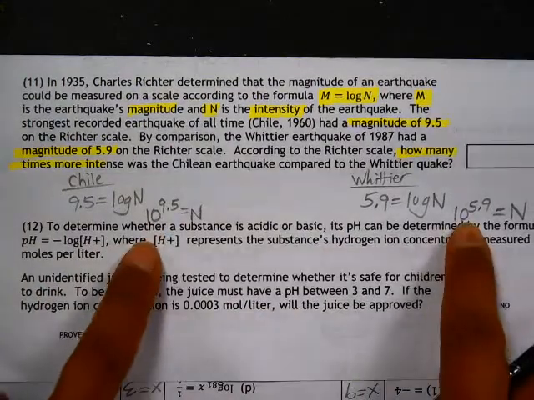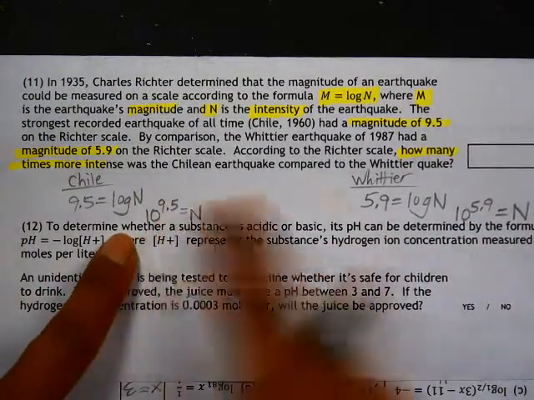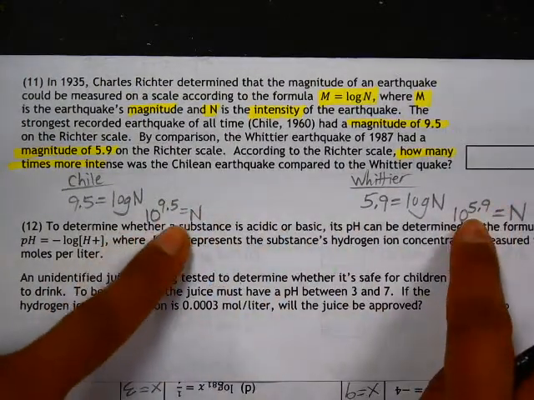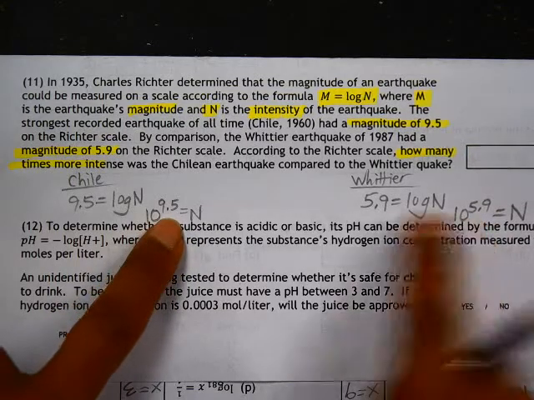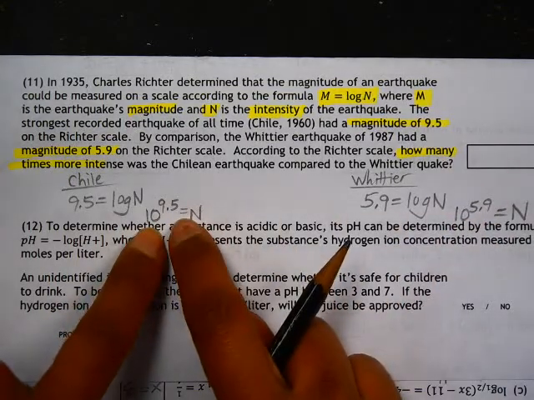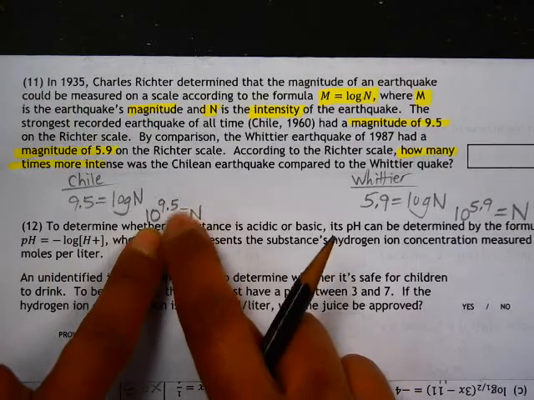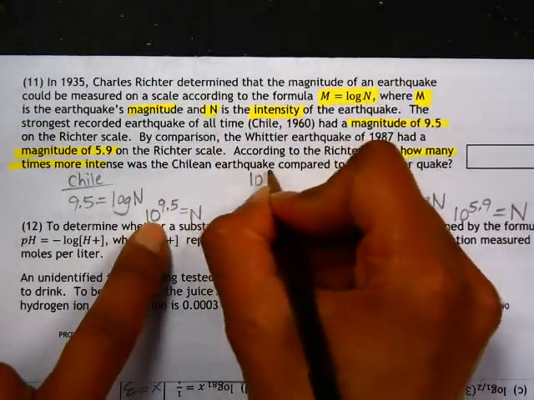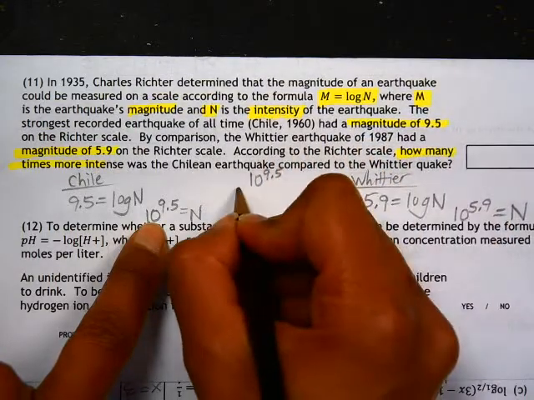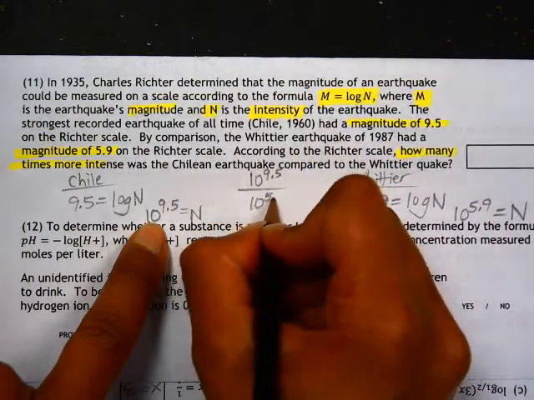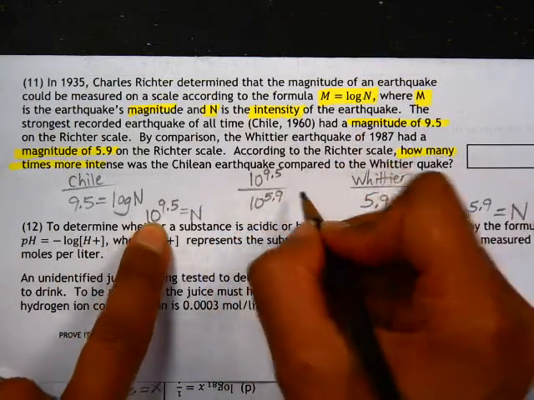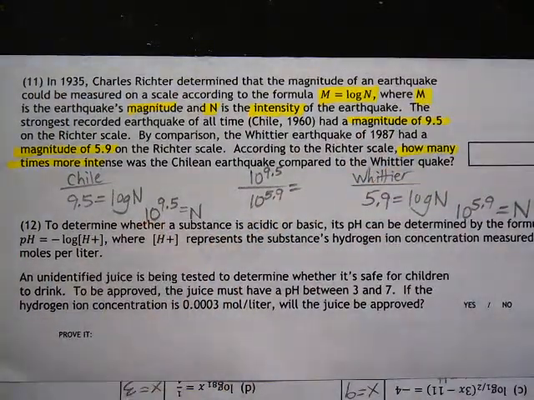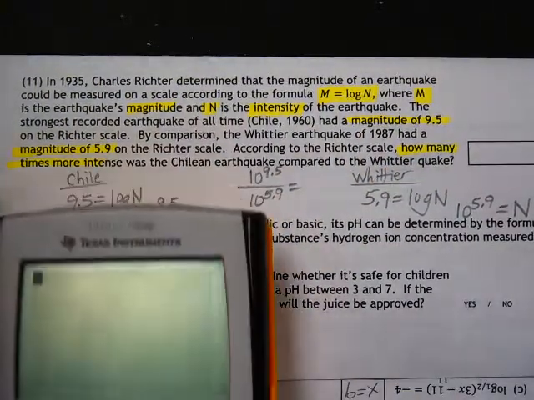If we're comparing these, you can evaluate this and you can evaluate this, but we know this one is going to give us a larger value. So if we're comparing how many times more intense this quake was compared to this quake, we'd want to do 10 to the 9.5 divided by 10 to the 5.9 and compare what that ratio gives us.